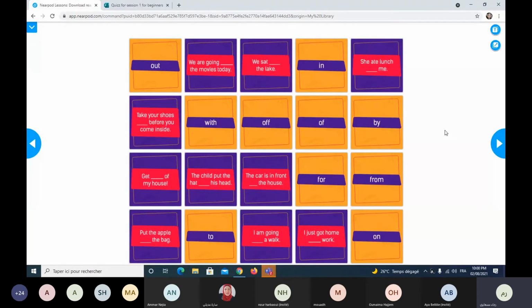Now I read the sentences. We are going to the movies today. We sat the lake. She ate lunch, me. Take your shoes before you come inside. Get off my house. The child put the hat, his head. The car is in front of the house. Put the apple the bag. I'm going a walk. I just got home work.